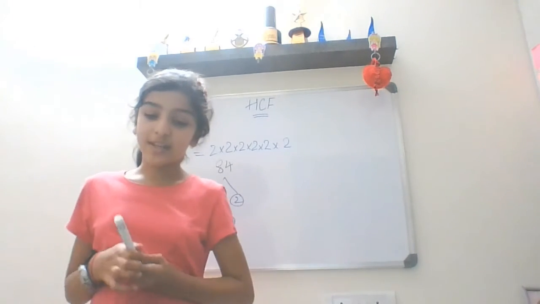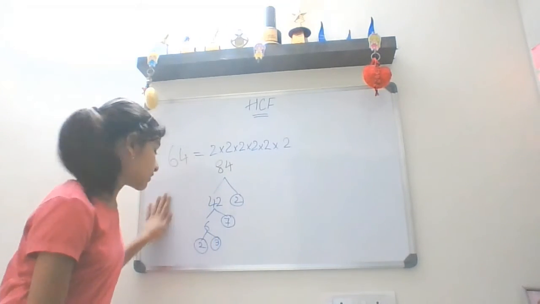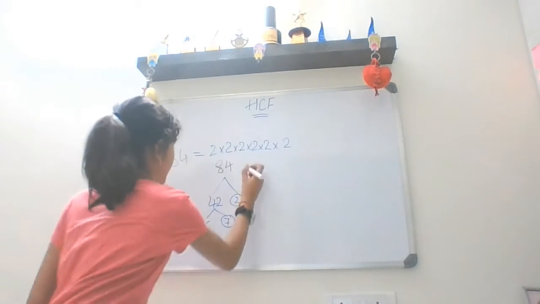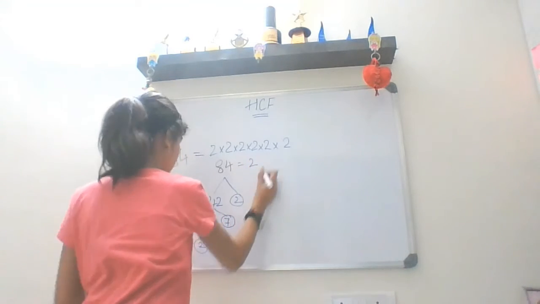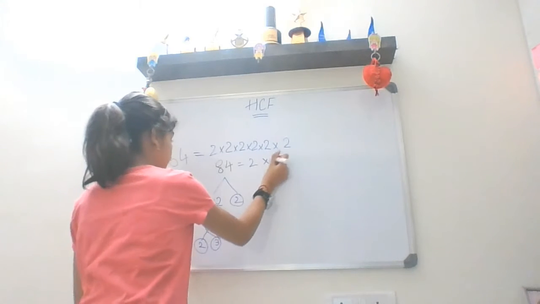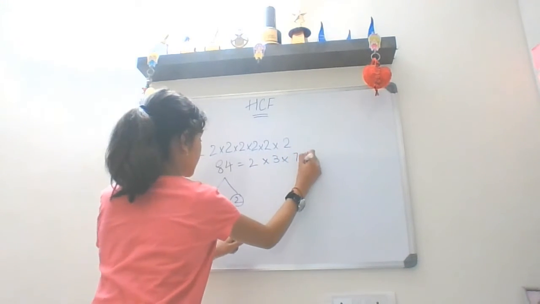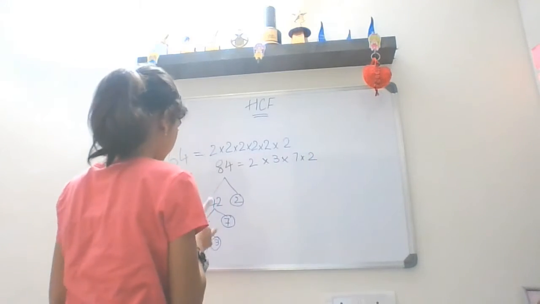So we've completed, and the prime factors of 84 are nothing but, you write it from the right and go into the left. So 2 into 3 into 7 into 2. Okay.